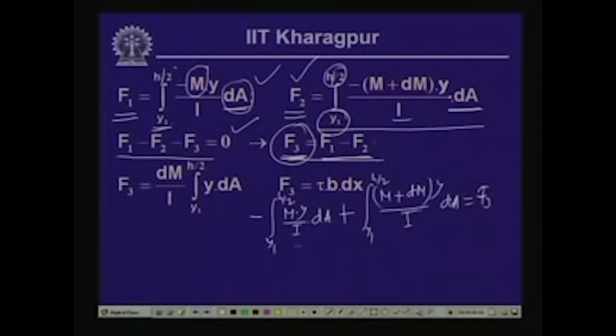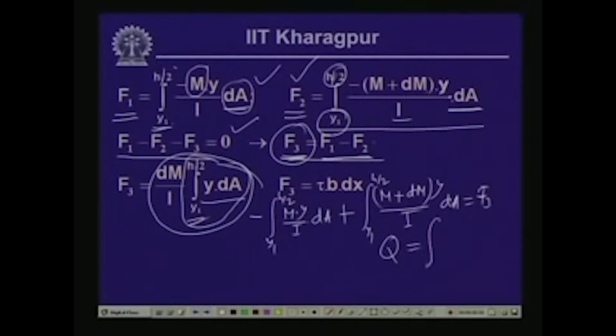Now, if we cancel the I, we are left with dM by I, integral from y1 to h by 2 of y dA, and this particular parameter, integral y dA, we designate as Q. Q equals integral y dA, and in this particular case it is from y1 to h by 2.